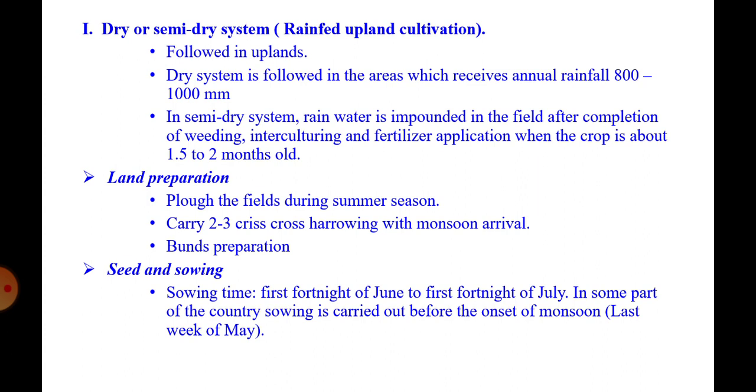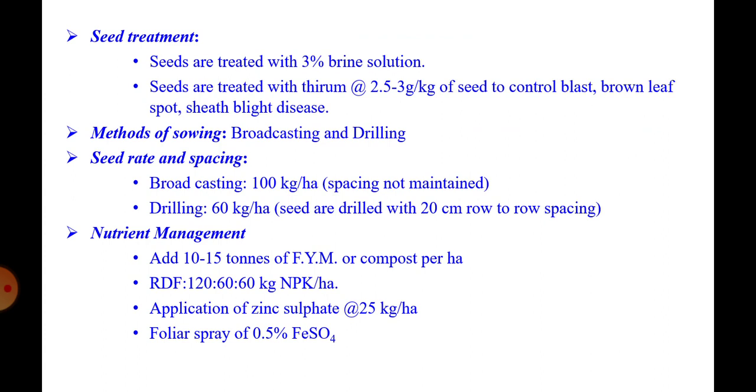Then seed and sowing: generally, the first fortnight of June to the first fortnight of July is the sowing time. In some parts of the country, sowing is carried out before the onset of monsoon, that is the last week of May. Seed treatment: seeds should be treated with 3% brine solution to prevent the crop from diseases. The floating seeds are removed and seeds settled at the bottom are used for sowing. Then seed treatment with thiram at the rate of 2.5 to 3 gram per kg should be done to control blast, brown leaf spot and sheath blight disease.